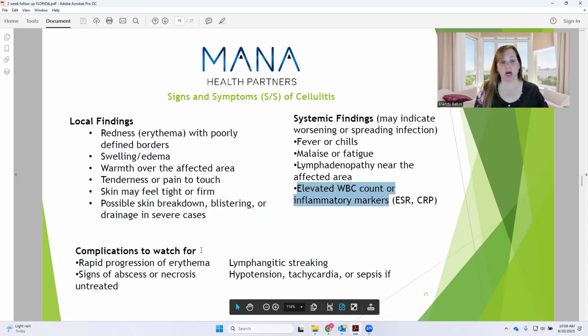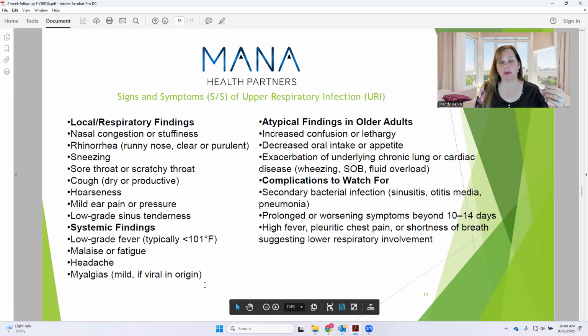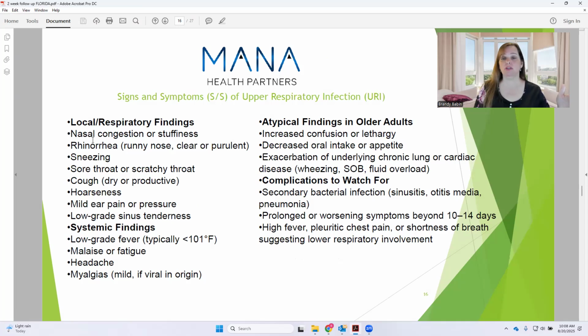We will continue to watch or monitor for complications such as progression of erythema, signs of abscess or necrosis, and then if you want to write that, or sepsis if untreated. I've got one for an upper respiratory infection. Again, you don't have to use this, but what are your symptoms of an upper respiratory infection? So a lot of people say patient noted with upper respiratory infection and a cough. We'll start on Zithromax. Zithromax is a very popular medication for someone with an upper respiratory infection.